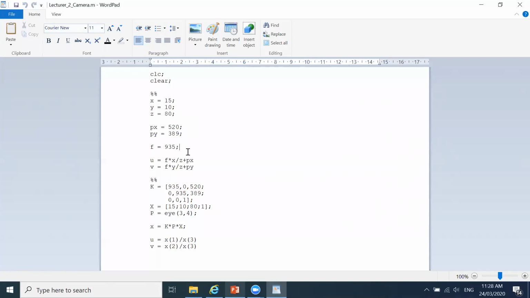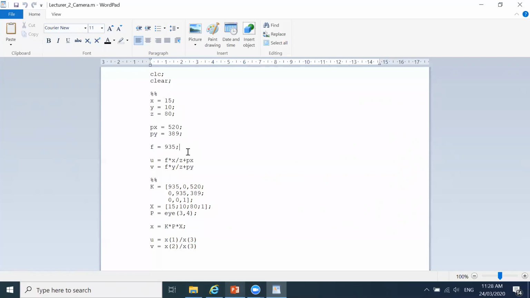And the resolution is not that useful in this case if I give you the principal point already. But sometimes they don't give you the principal point directly, but they give you the resolution instead, and the principal point is in the center of the image. Then you can calculate the principal point from the resolution.